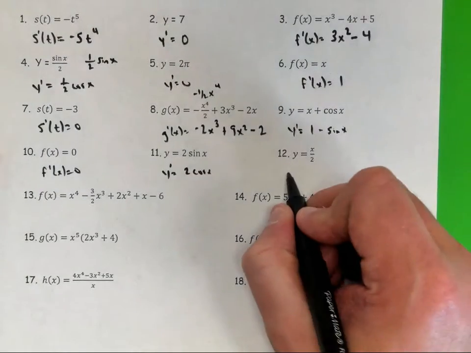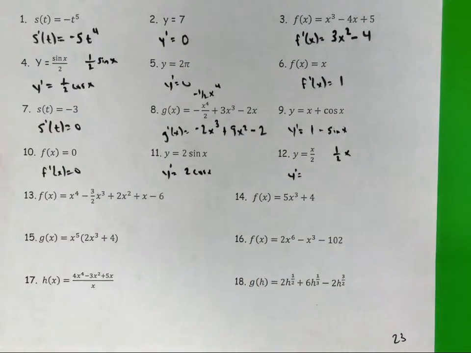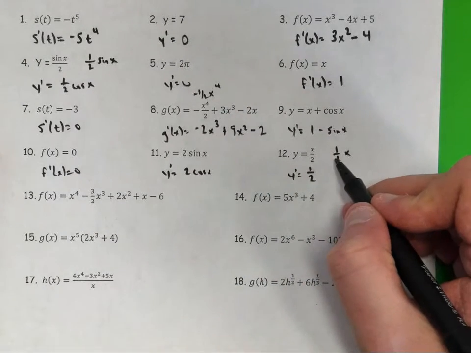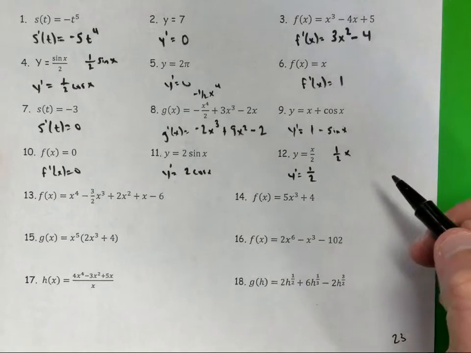Number 12. Do you need to rewrite that one? Yes. 1/2 x. If you got 1/2 x, what would be the derivative? 1/2, because 1 times 1/2 is 1/2. 1 minus 1 is 0. X raised to 0 is 1.